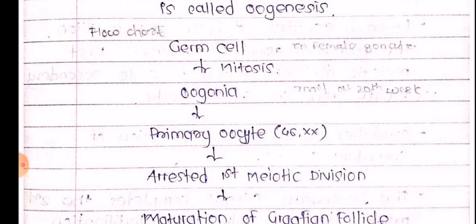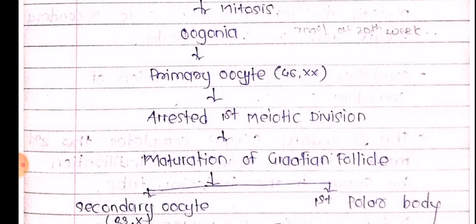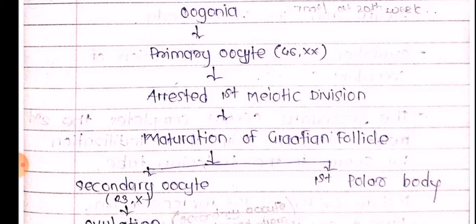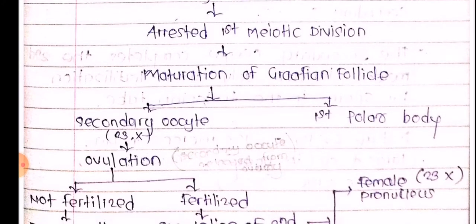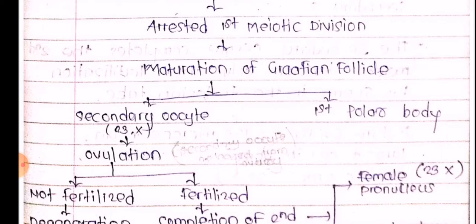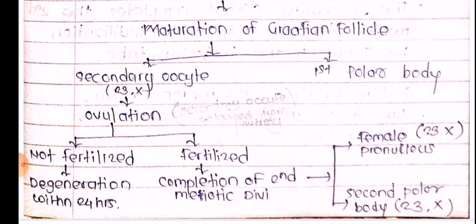First of all, we have the germ cells, which by mitosis divide into oogonia. They further divide to form the primary oocyte, which is 46XX. The primary oocytes are arrested at the first meiotic division, which further leads to maturation of the Graafian follicle. When the Graafian follicle divides, it forms the secondary oocyte and the first polar body. As we all know, the first polar body is not of much importance. The secondary oocyte then divides after ovulation and has two fates: whether it will be fertilized or not.